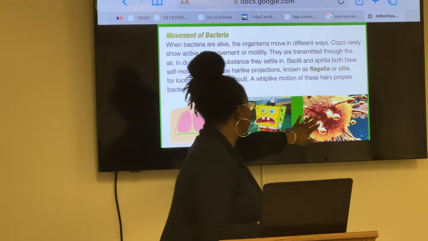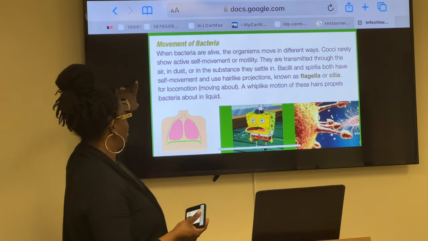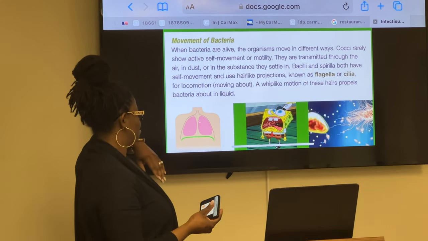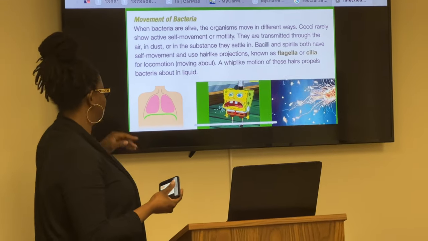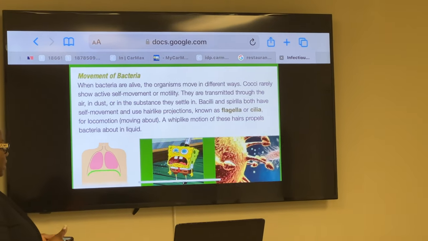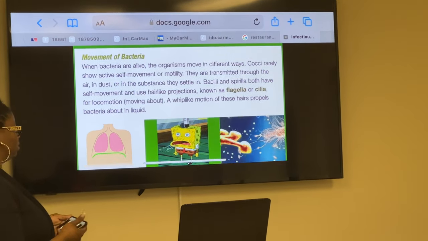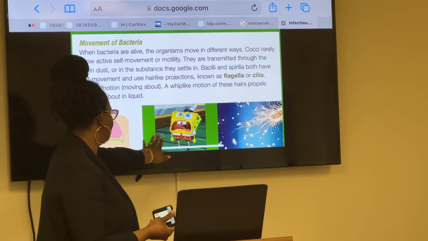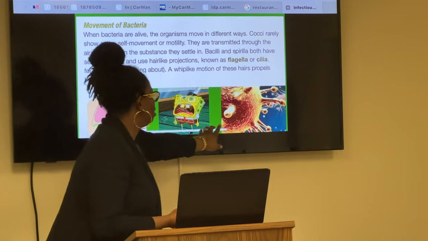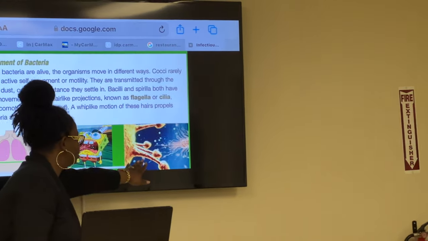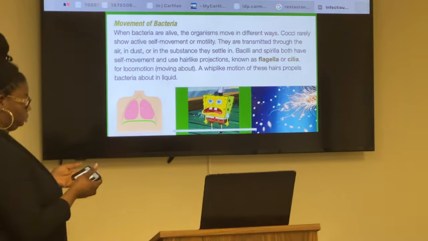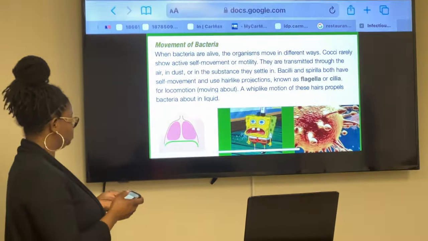This is the bacilli. They have cell movement and they have hair-like projections, so they move on their own. This is just nasty, like in liquid and stuff. So this is the ones that don't move by themselves. SpongeBob spitting on people. And then this one moves alone. He ain't spitting on people.